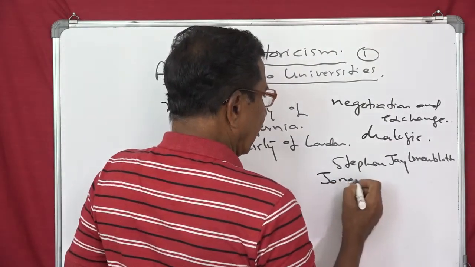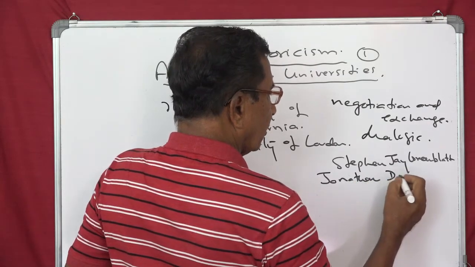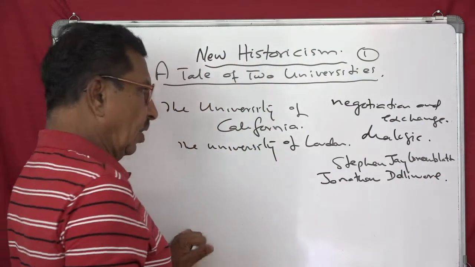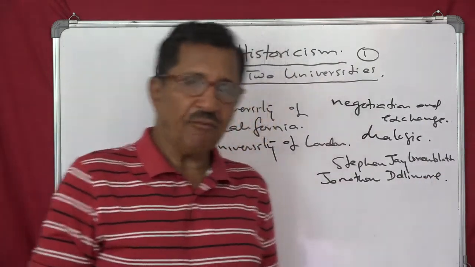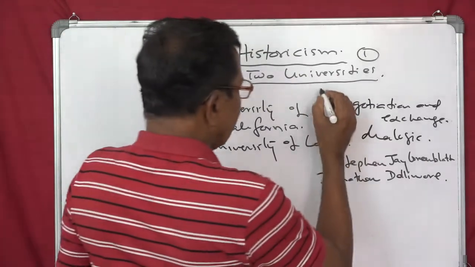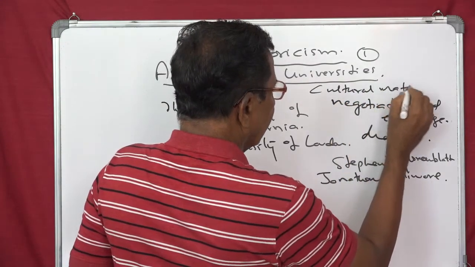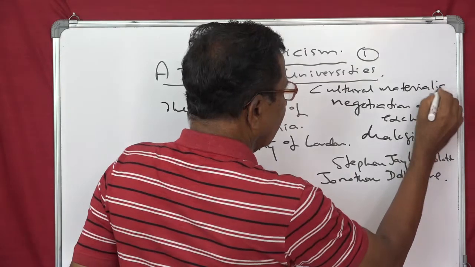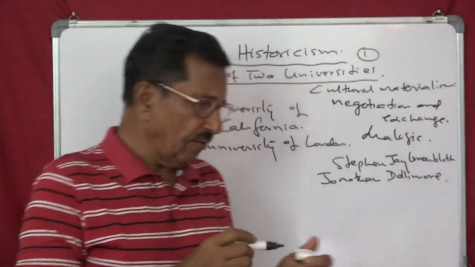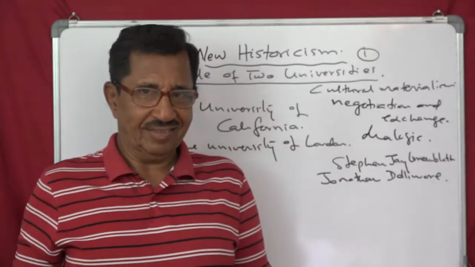You are probably familiar with the name Jonathan Dollimore and Alan Sinfield. Cultural materialism. It means the same thing, but with a slight difference: Dollimore and Sinfield's focus was more on ideology.